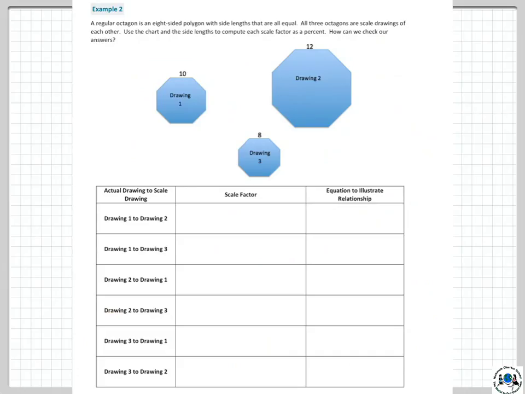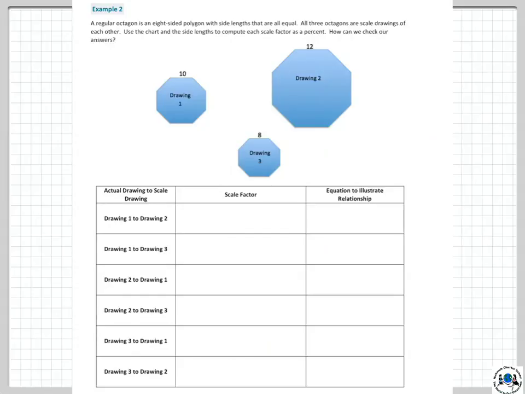Okay, lots more strokes there. There we go. So here we are next. Excuse me. This one's going to take a little while to do, this problem and this example, simply because we are doing lots of different scale factors. We are going from drawing 1 to drawing 2, drawing 1 to drawing 3, drawing 2 to drawing 1, drawing 2. You can see it all the way down here. 1, 2, 3, 4, 5, 6 scale factors we are coming up with.